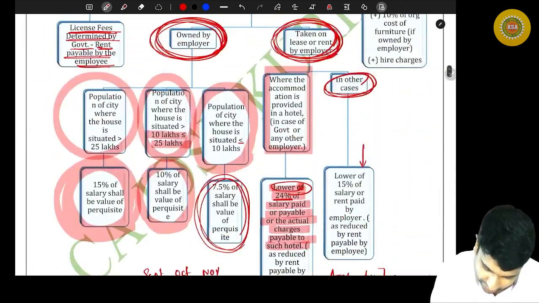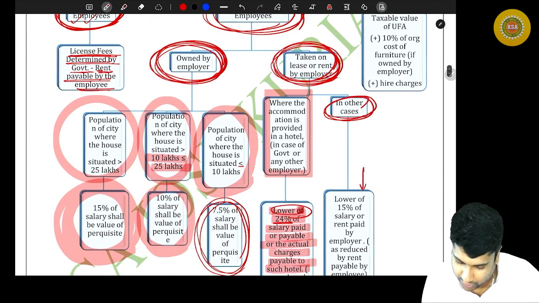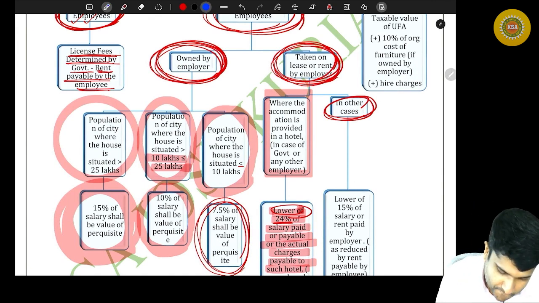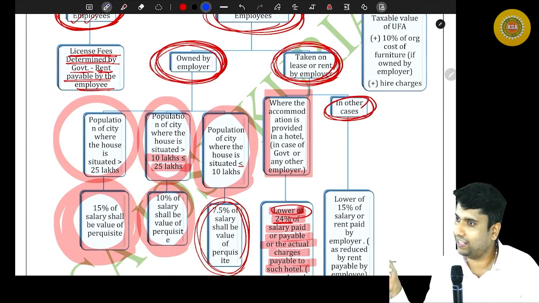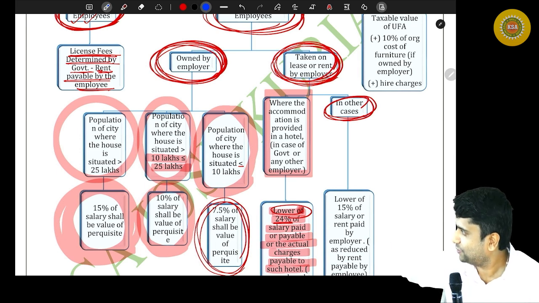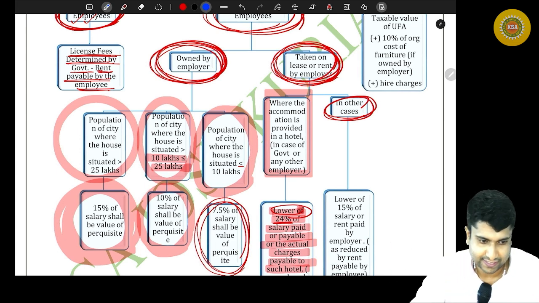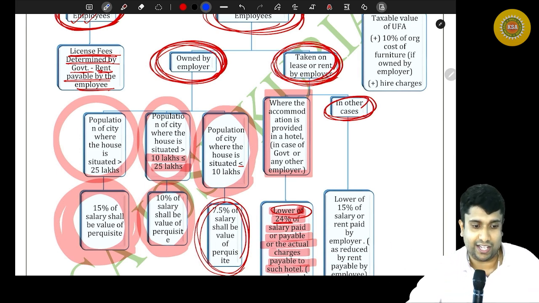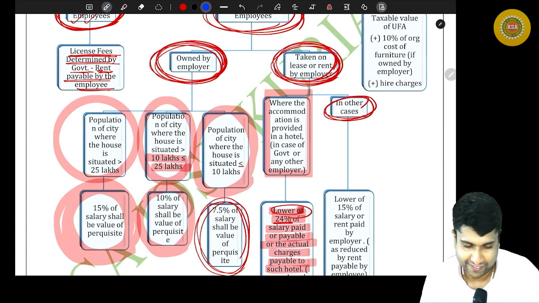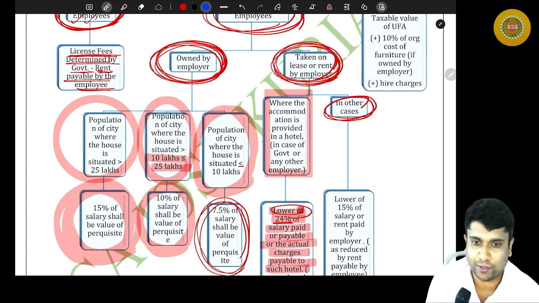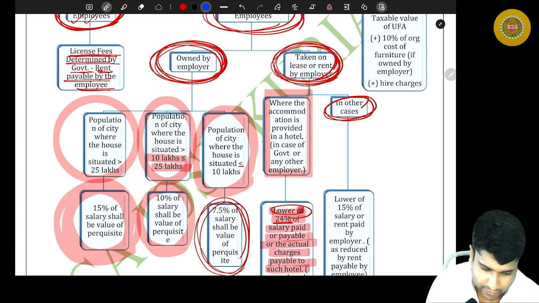Wherever space is there, I have some space over here. The same material has been printed to you, so you also should have some space over here. They have set some timer and all. Don't worry. So please write.